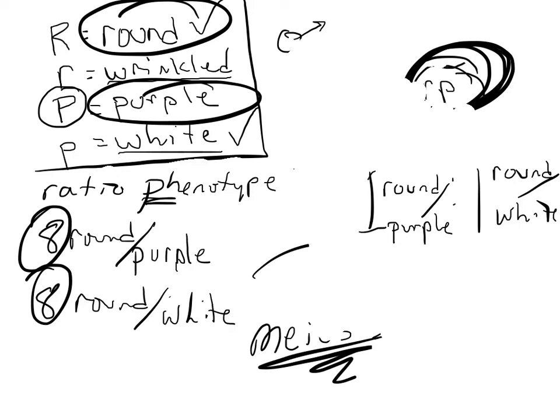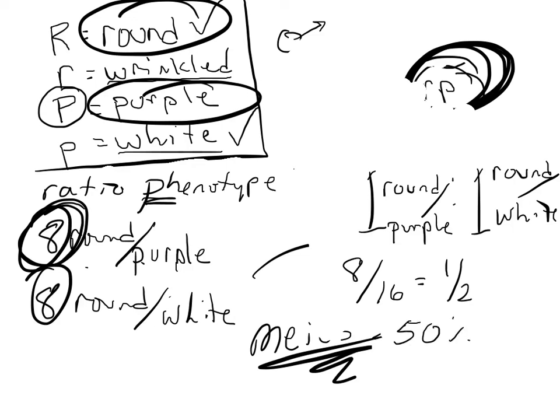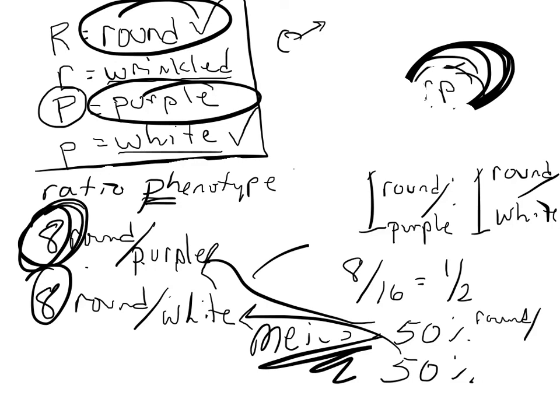That is your ratio. If I ask you for a phenotype percentage, then you simply take the number, for example, the number of round purple flowers, it's 8 of 16, or 1/2. And 1/2 is 50%. So 50% are round purple, and 50% are round white. Just be sure that you label the 50%. And that, my friends, is how simple phenotype percentage is.